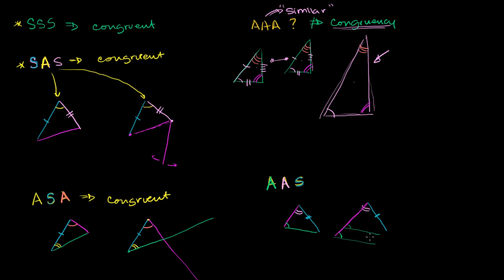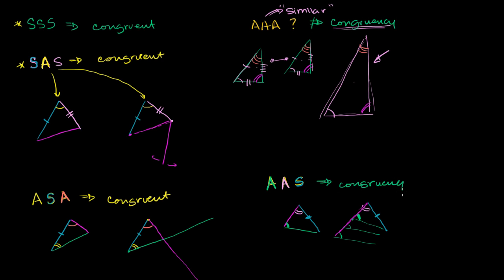But how can we form any triangle that is not congruent to this? Because the green line is going to have to touch this one right over there, and the only way it's going to touch that one is if it starts right over here, because we're constraining this angle right over here. And so it looks like angle, angle, side does indeed imply congruency.